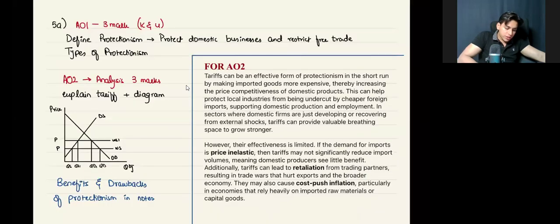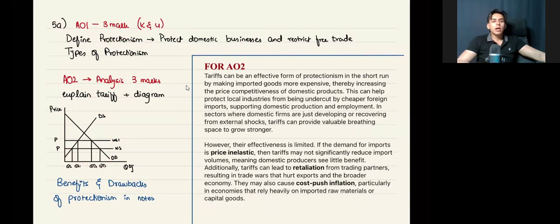So define protectionism. It protects domestic industry from free trade. Types of protectionism: tariff, quota, embargo, and all that. Your focus should be on tariff. You will explain tariff. You will draw the diagram. You will write benefits and drawbacks that you have in your book, in your notes as well, and you can take help from here.